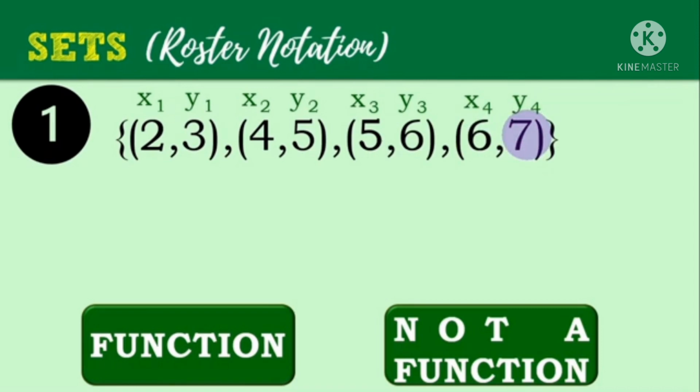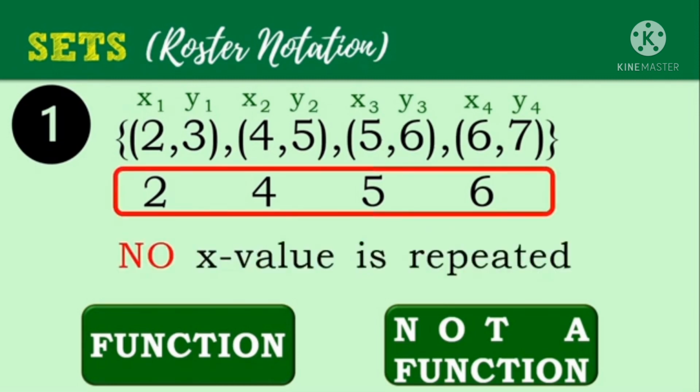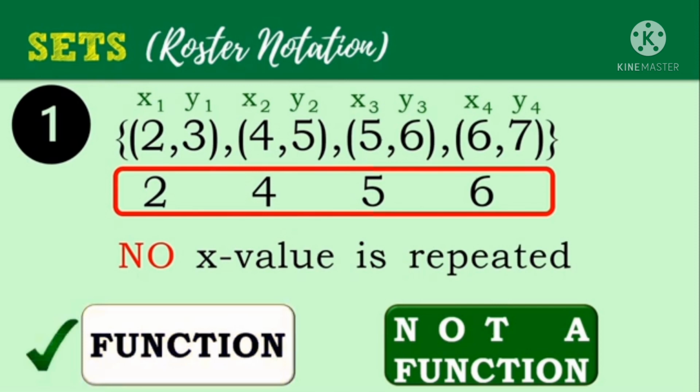Now, why is it important for us to identify our X and Ys in each of the ordered pairs? Because these values in a domain are the critical values to identify if it's a function or not a function. Why? Look at this. We have 2, 4, 5, and 6 in the domain. No X value is repeated. So 2 is distinct from the rest of the domain, that's 4, 5, and 6. Thus, we consider this as a function. This set is a function. Remember that.